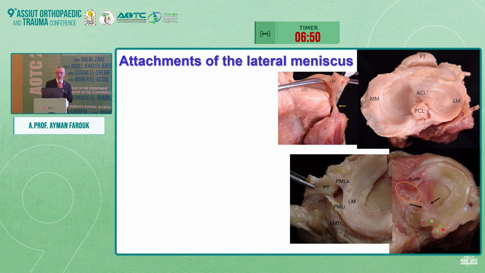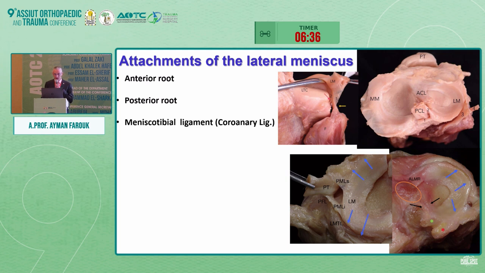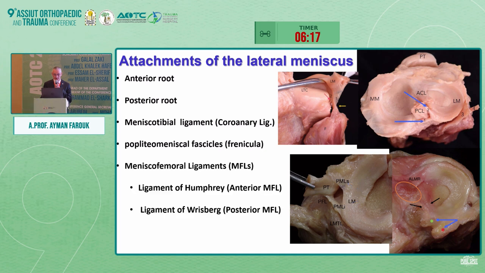The lateral meniscus normally covers less than 80% of the surface of the tibia. It's attached to the tibial surface with the anterior horn and posterior horn, which are located around the insertion of the ACL on the tibia. Then there's the coronary ligament or the meniscotibial ligaments, which attach the meniscus to the tibia. They are deficient in the area of the popliteus tendon, and at this area they are thickened, making the popliteomeniscal fascicles, also called the fasciculi.